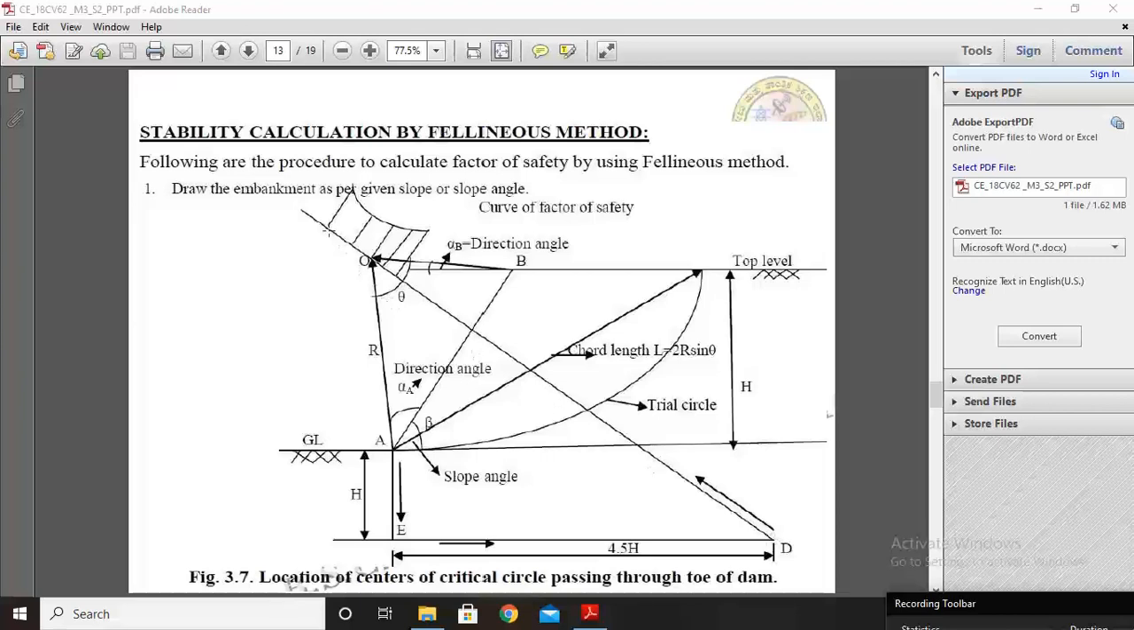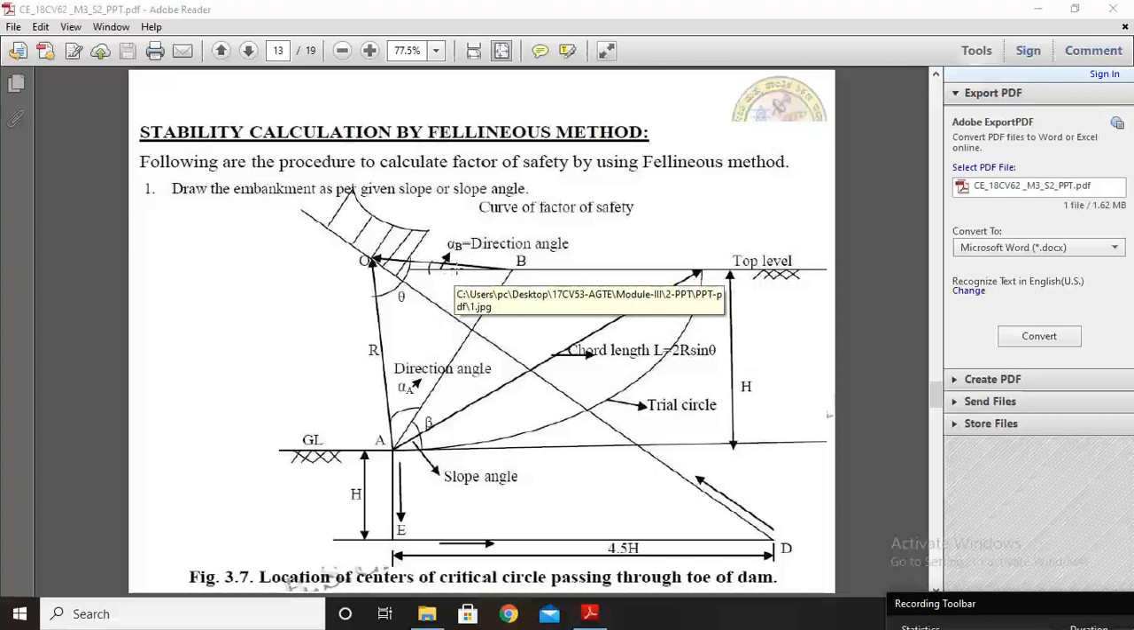From the D point you draw this line passing through the O point. But here, how is this O point confirmed? Here alpha A and alpha B are given, that is, the direction angles are given.